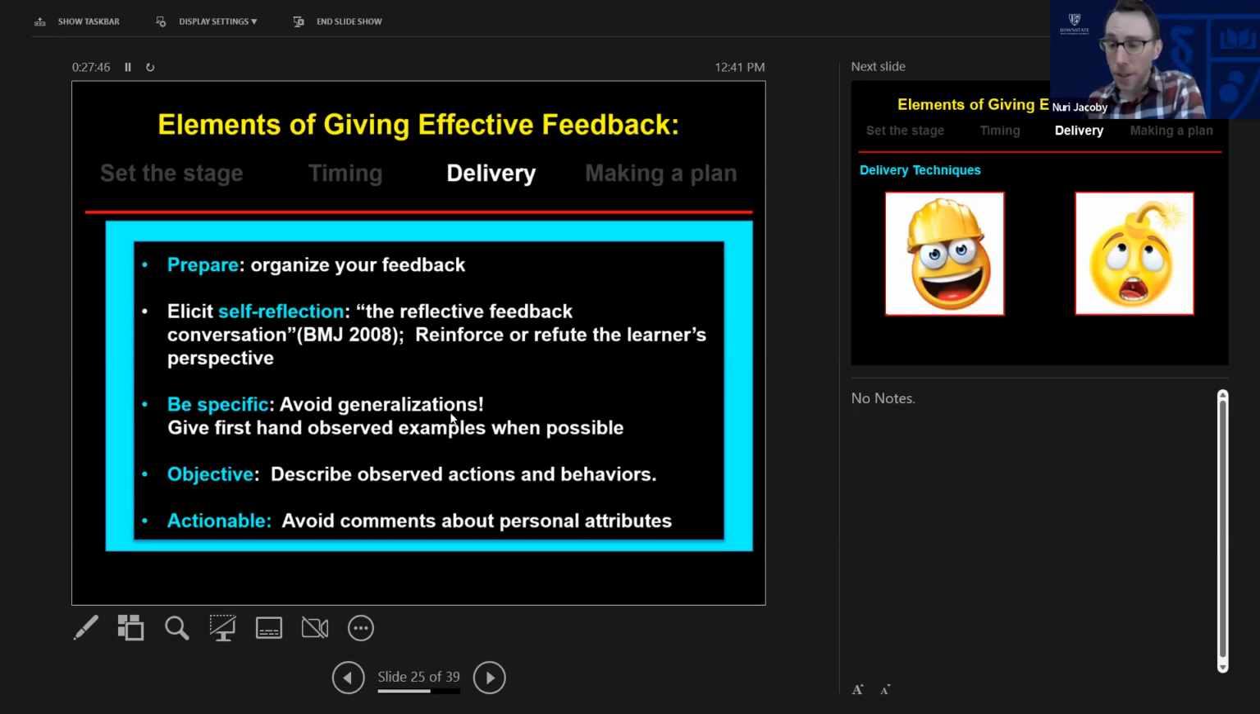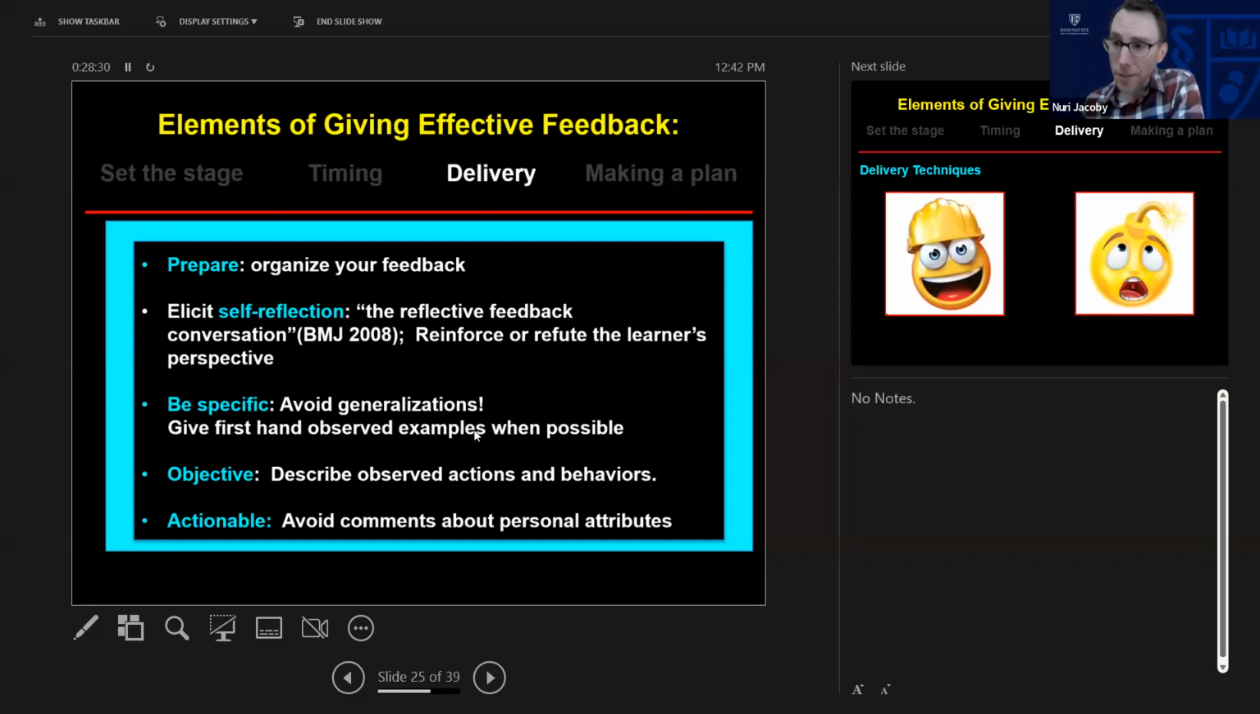When you're giving feedback, be specific. Don't talk about generalizations. Give a firsthand example, something that you've seen: their specific presentation they gave, a specific history that you saw them take. Be as specific as possible. Be objective. Describe observed actions and behaviors. And similar to that, make sure it's actionable. We shouldn't really give feedback on personal attributes. If someone is shy, don't say, you're doing a great job, but you're too shy. That's a character trait, and that's really hard for someone to overcome.